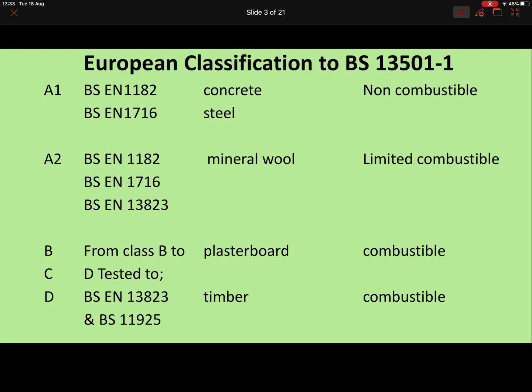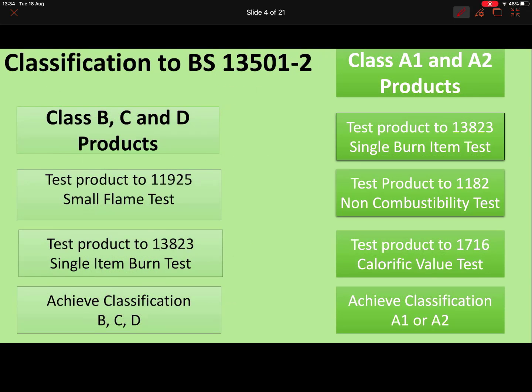Lots of Class B products will be used in areas where Class C is required. And lots of materials can be upgraded to Class C, and timber is one of them. Timber's Class D, but is quite easily upgraded to Class C. And of course, B, C, and D are all combustible.